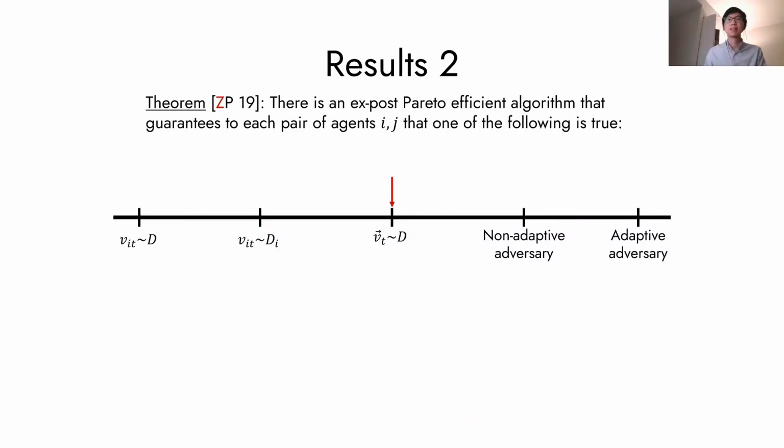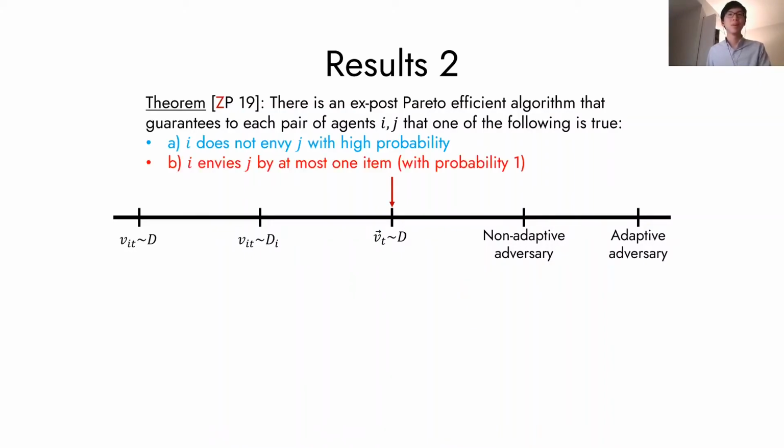Our second result applies to correlated distributions. We give an algorithm that guarantees ex post Pareto efficiency, and also a similar NV guarantee as we gave for the identical distributions case. So for each pair of agents, either we can guarantee NV freeness with high probability, or EF1 with probability 1. Like with identical agents, part B kind of handles cases where it's not possible to guarantee part A.